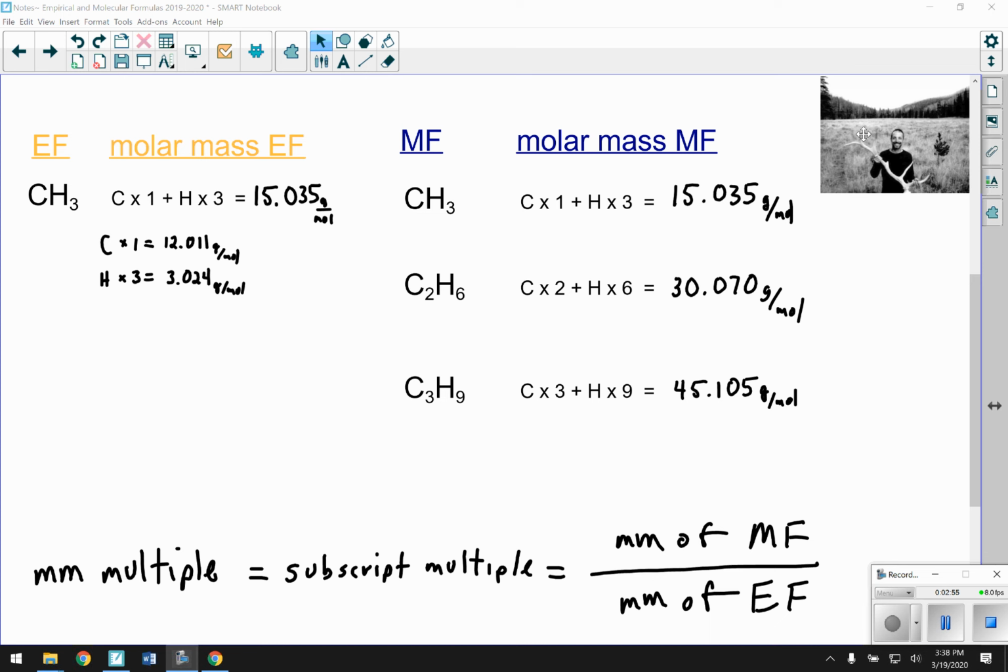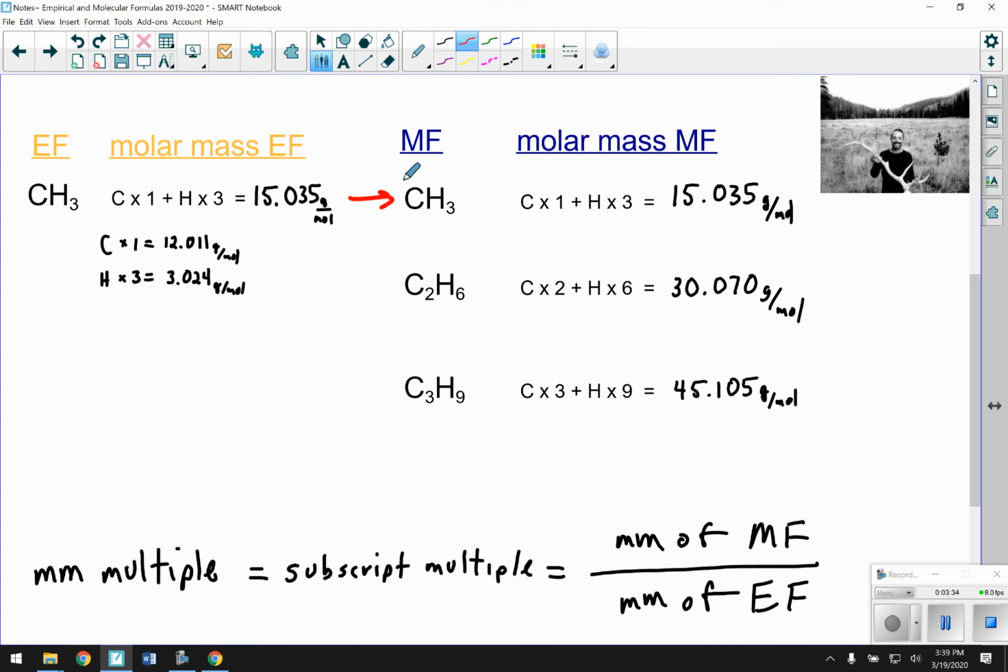Okay, so let's say that I have a compound whose empirical formula is CH3. Let's look at what the molar mass of that empirical formula would be. Well, it's the same way as you'd find the molar mass of anything. You take carbon times 1 and then hydrogen times 3. So carbon times 1, 12.011, hydrogen times 3, 3.024, adds up to a total molar mass of 15.035.